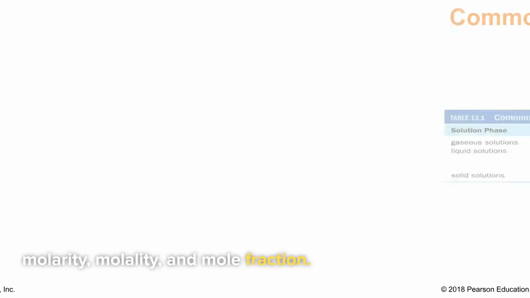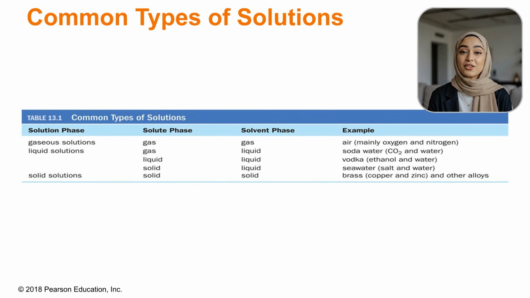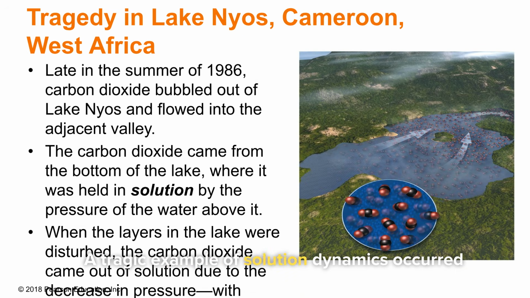Understanding how to express concentration is key. This table outlines the common ratios used, including percent by mass and volume, molarity, molality, and mole fraction. Solutions come in many forms depending on the phase of the solute and solvent. They can be gaseous, liquid, or solid, with common examples ranging from air to soda water and metal alloys like brass.